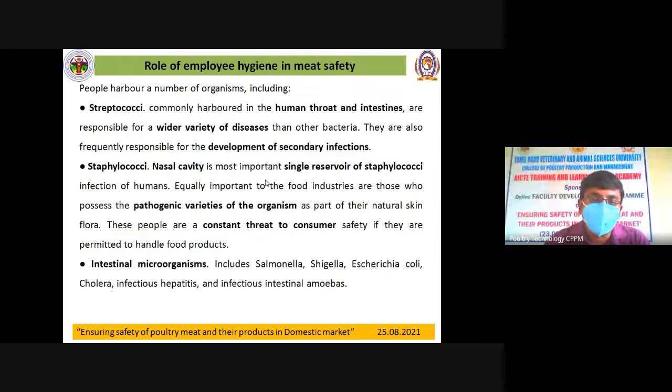And the next one is the staphylococci. The nasal cavity is one of the most important single reservoirs of staphylococci infection of humans. It has a wide variety of pathogenic varieties of the organism in the staphylococci genus, and it is also a part of the natural skin flora, and it is one of the constant threats to consumer safety if these people are permitted to handle the food products.